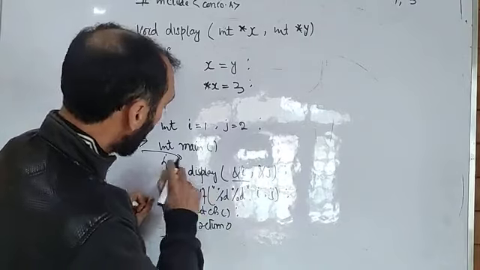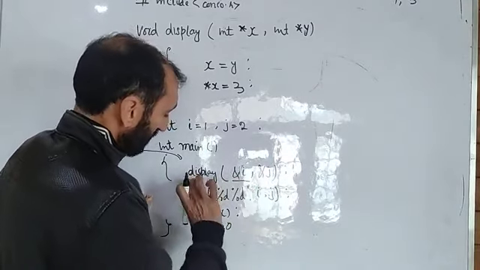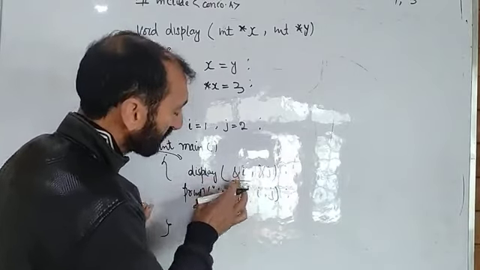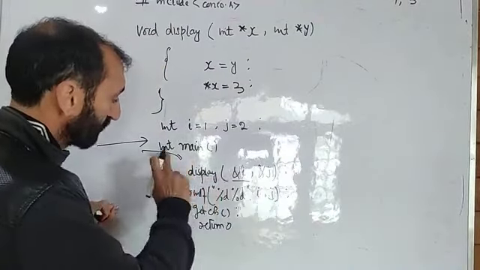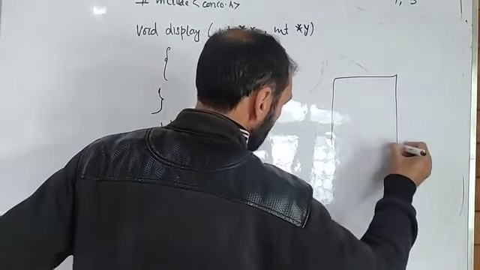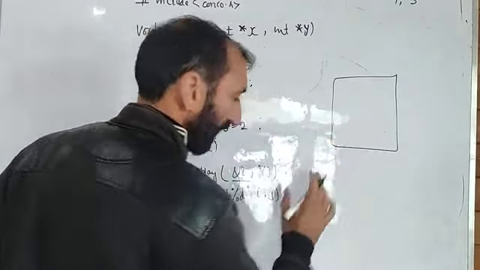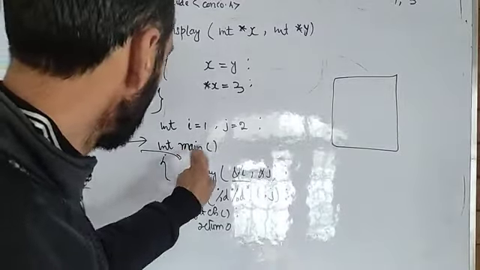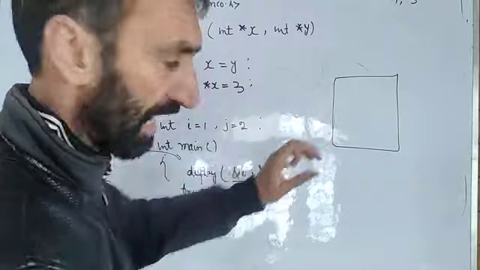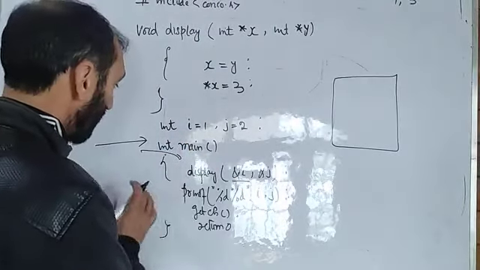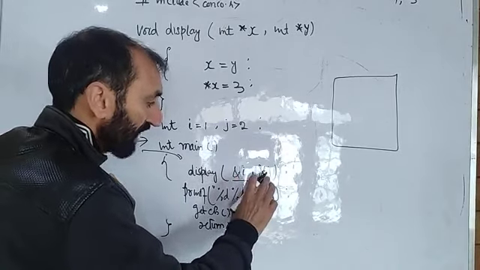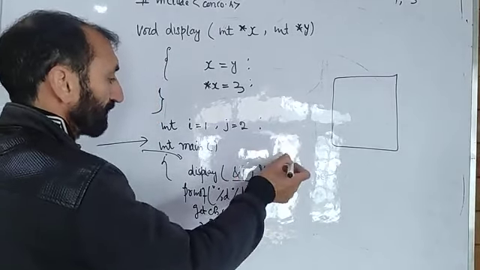So here, first the control will reach here, and after execution of this line, the address of I and the address of J are passed. Obviously, a main frame will be allocated from the stack for the main function, and here the address of I and the address of J is going to be passed to the display function.